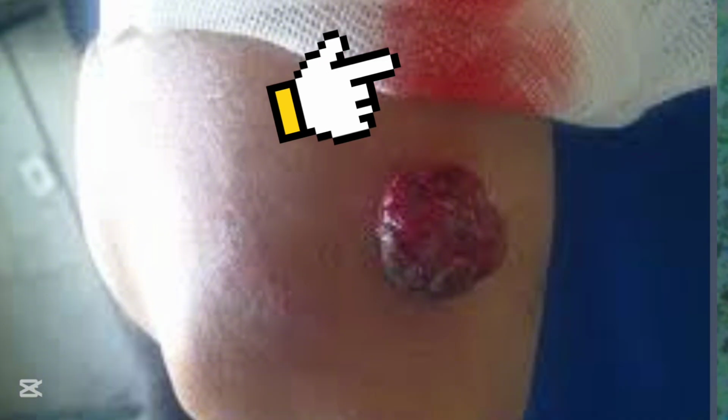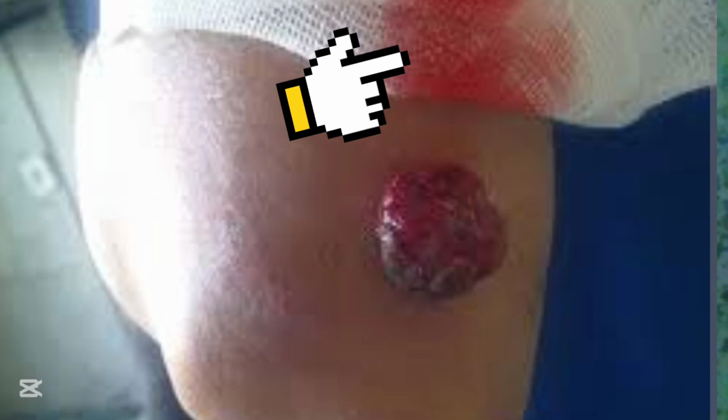The pyogenic granulomas are usually delicate swellings, and once you touch them or once you slightly injure them, they'll crack or they'll start bleeding.